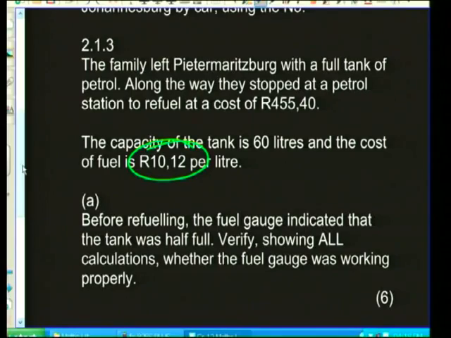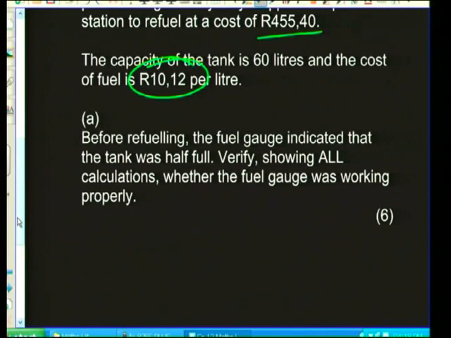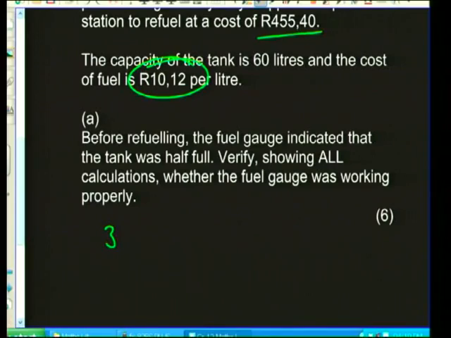So we know that the family left Pietermaritzburg with a full tank of petrol. Along the way, they stopped at a petrol station to refuel at that amount of money. We want to know that the tank was half full, because the gauge is saying, hey, this tank's only halfway. So how are we actually going to do that? Well, if there are 60 liters in a tank, how much would 30 liters cost me? So I'm going to say, well, 30 liters left in the tank, we're multiplying it by 10 Rand 12 cents. Let's see what half a tank should have cost me.